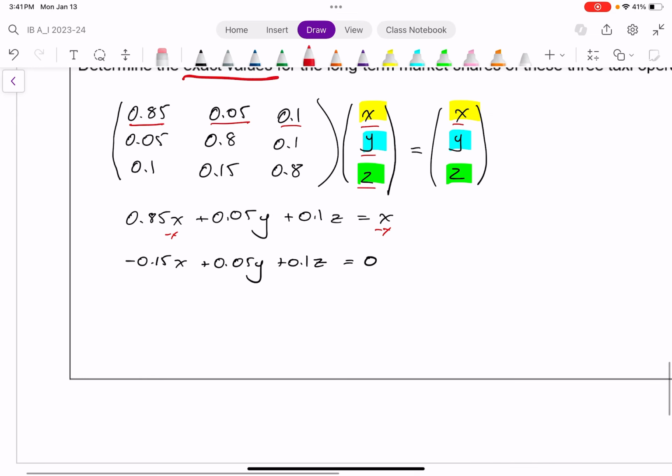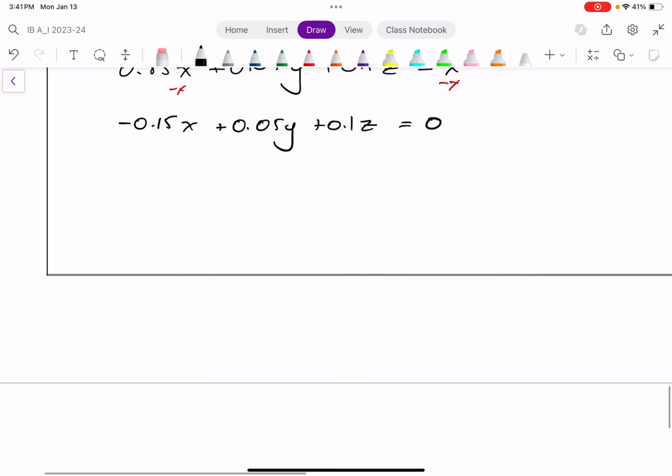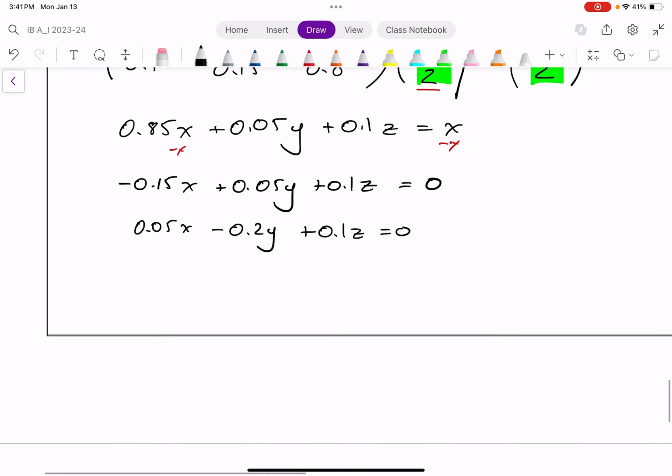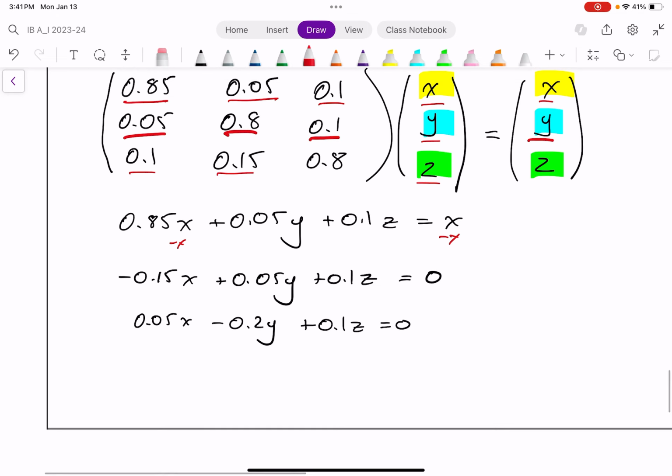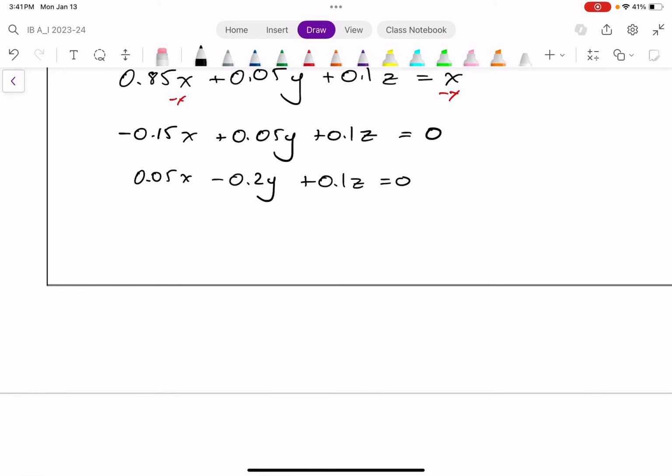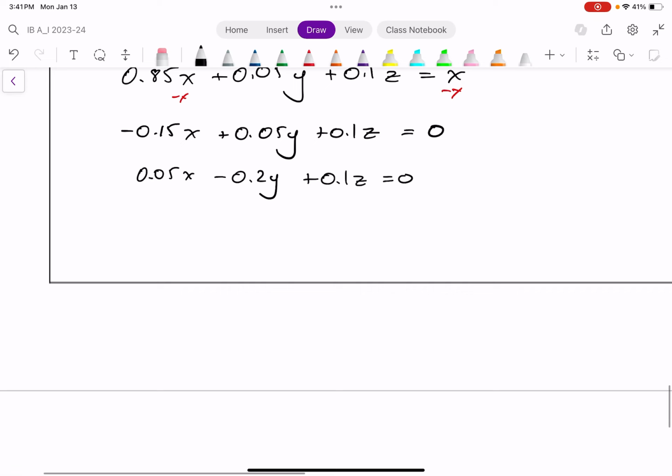I want to do the same thing for the rest. 0.05x plus 0.8y plus 0.01z equals y, but then subtract y from both sides. And if I do that, I should get this if I haven't made a mistake. I hopefully haven't. And then same thing for the third one. 0.1x plus 0.15y plus 0.8z equals z. Subtract z from both sides. And I get this.